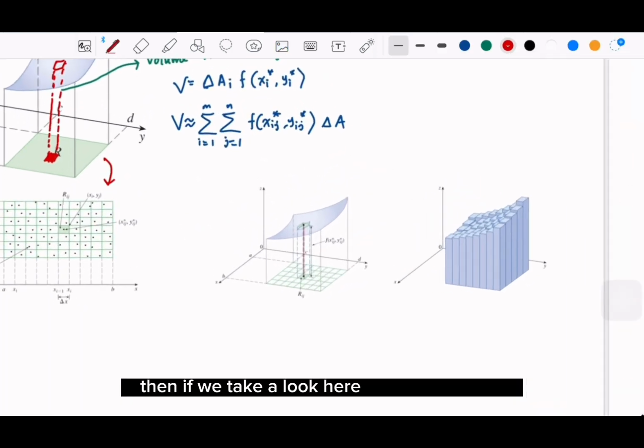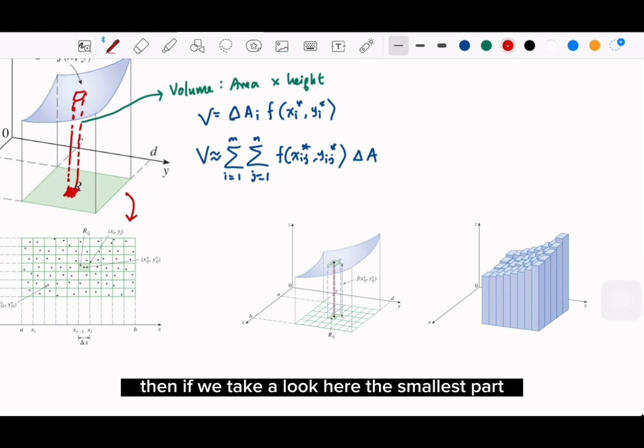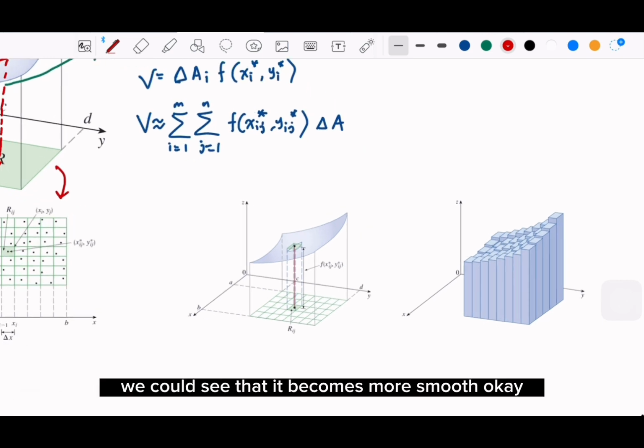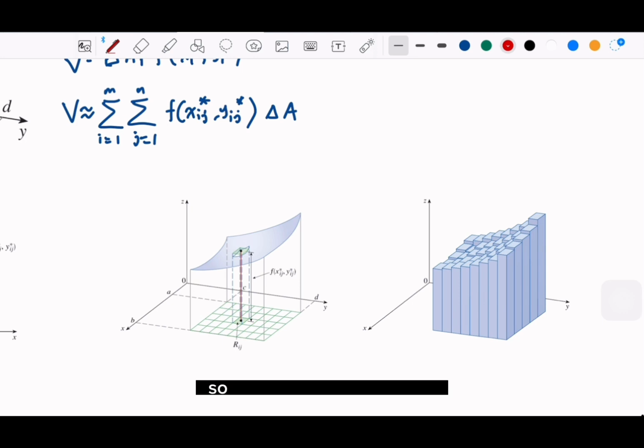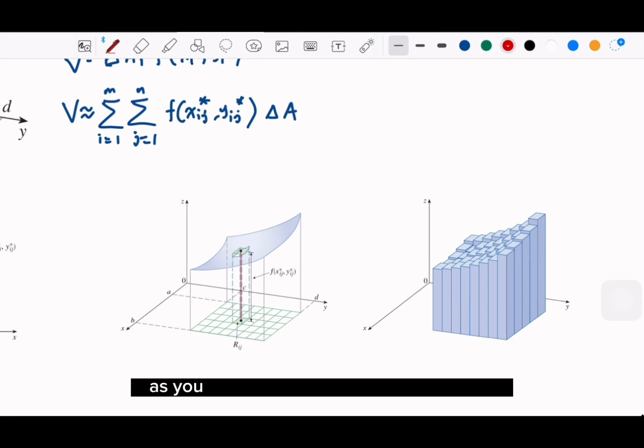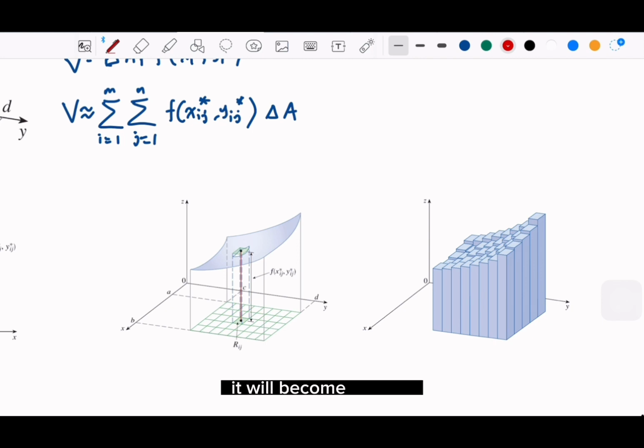Then if we take a look here, the smaller the segments get, we could see that the graph becomes more smooth. As you can also predict from calculus 1, when you slice more and more sub-intervals, it will become smooth, like the original graph. This is also the same with the surface. This is a surface, and it becomes smooth. The roughness is decreasing, right?